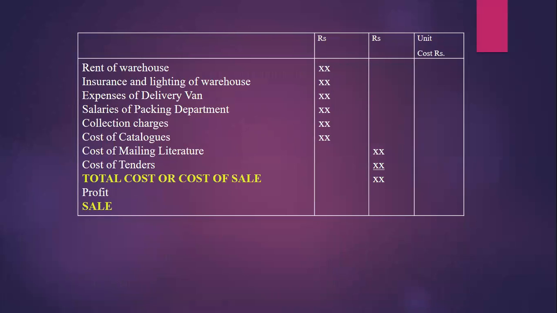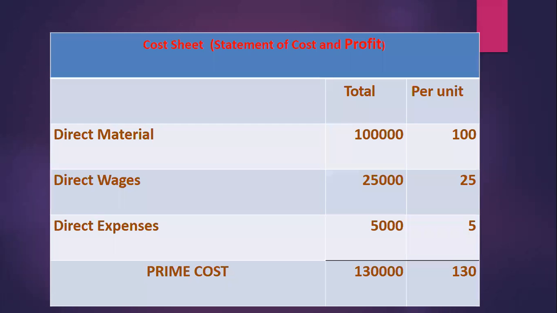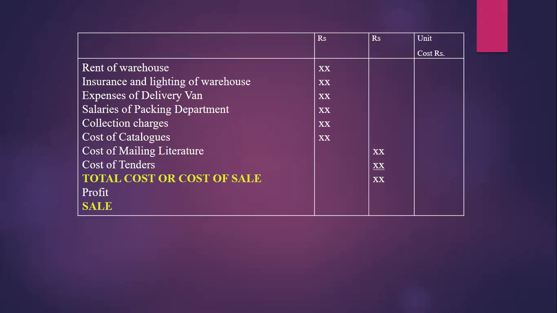Rent of warehouse, insurance and lighting, expenses of delivery van, salaries of the packaging department, packing material, collection charges. Once you take the total, you'll get the total selling and distribution overhead. This we have to add.